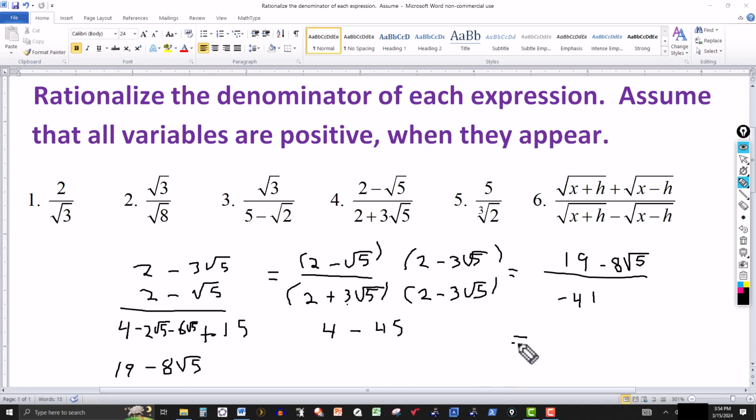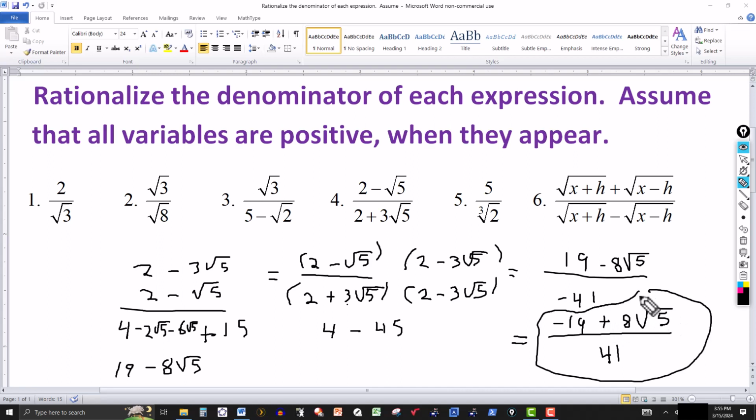Normally we don't like the negative in the bottom, so let's multiply the numerator and denominator by negative 1. Denominator will be a positive 41 then. And the numerator becomes a minus 19, multiplying by a negative. And then the minus 8 becomes a plus 8 square root of 5. So minus 19 plus 8 times the square root of 5 over a positive 41. That's the simplified answer for number 4.